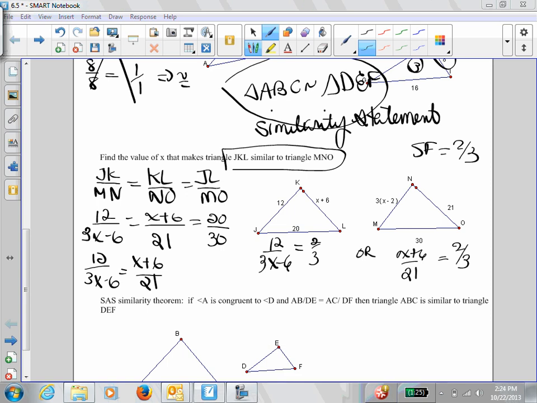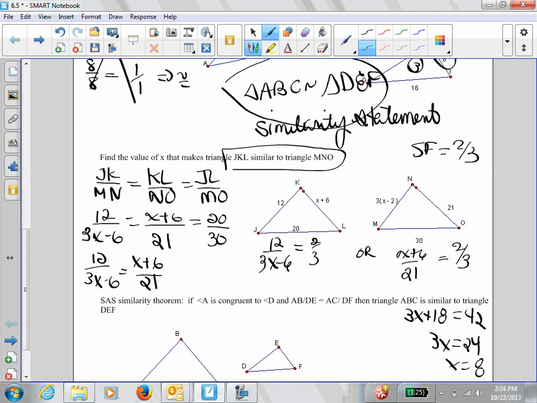I'm just going to cross multiply here. I'm going to get 3x plus 18 is equal to 42. 3x is equal to, what's 42 minus 18? 24. So x is equal to 8. All good?